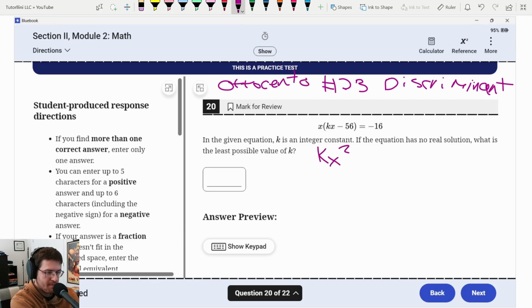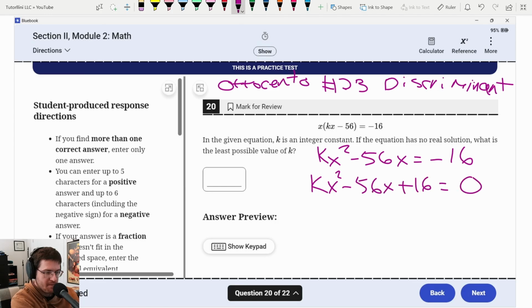and I get kx squared minus 56x equals negative 16. Now I'm going to add 16 to both sides. And I get kx squared minus 56x plus 16 is equal to 0, where a is k, b is negative 56, and c is 16. Well, they told me it has no real solution, so that means b squared minus 4ac must be less than 0.